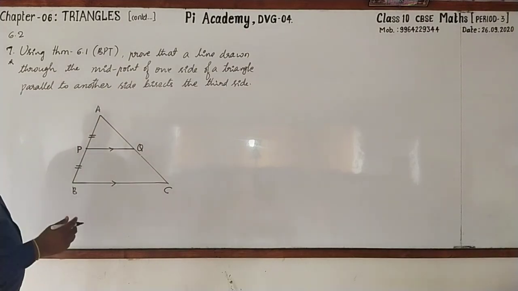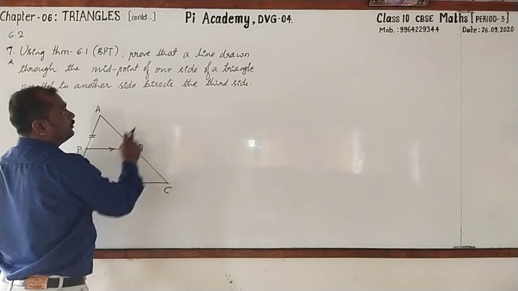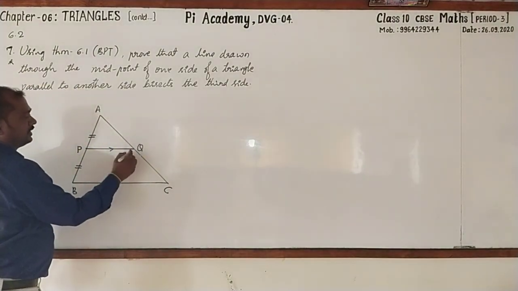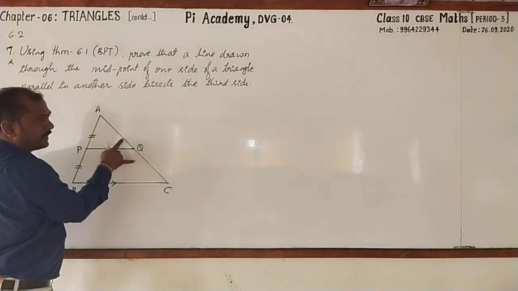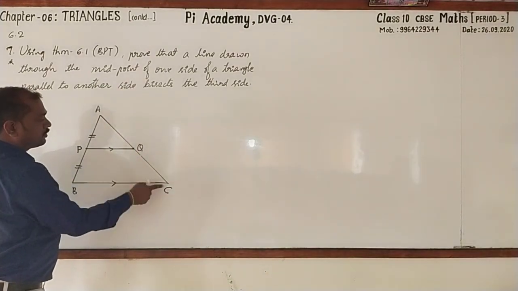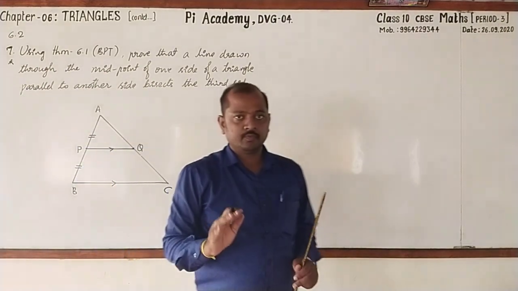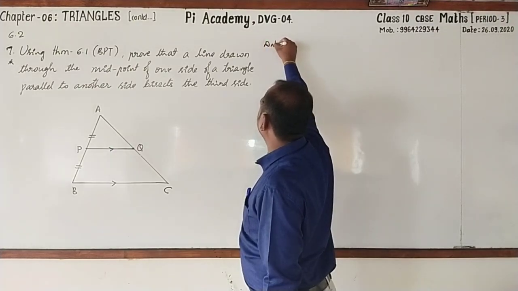Then what should we prove? We have to prove that this line will bisect the third side. That means PQ will divide AC into two equal parts. Nothing but we are going to prove AQ equal to QC. Followed? Yes. First let's write the data to prove. Then later you can write the proof with me.